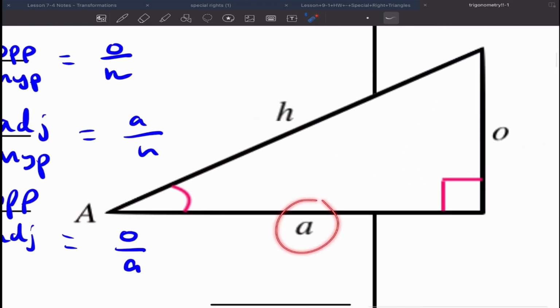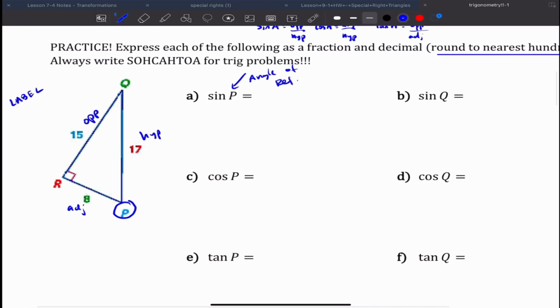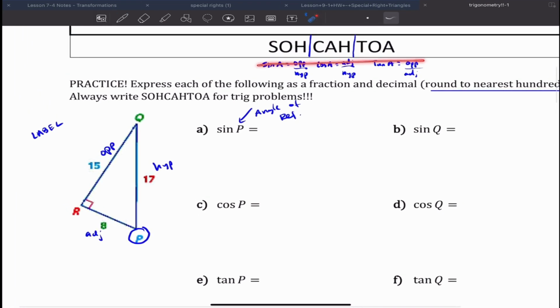Okay? So this is adjacent. It's always next to the angle. So this here is adjacent. Now, I have SOHCAHTOA. I'm not going to write SOHCAHTOA for these problems here because it's already right here. It's the sine of P.